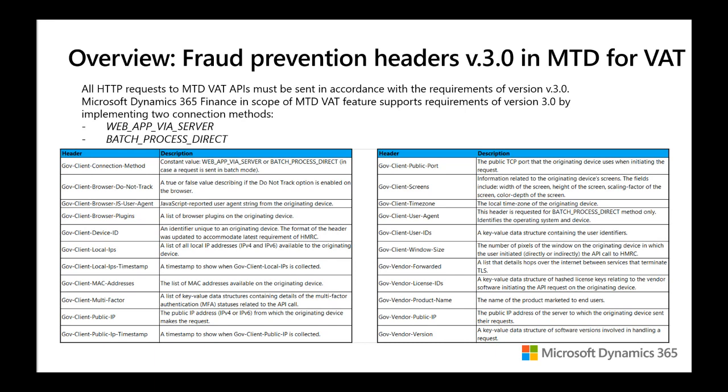For Microsoft Dynamics 365 Finance, we support two connection methods, Web App via Server and Batch Process Direct. Depending on whether the request to HMRC was initiated in batch or not, the system will automatically send the needed set of headers. The Web App via Server method is the most commonly used according to our statistics of requests sent via our web application. This slide shows the full set of headers required for both connection methods.